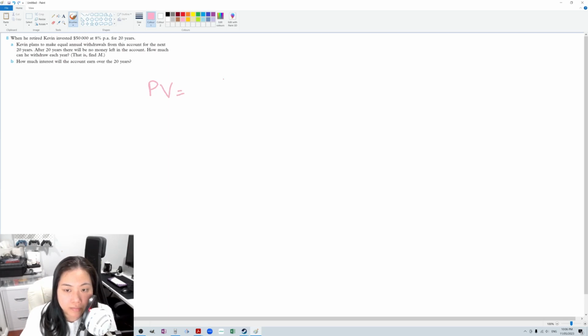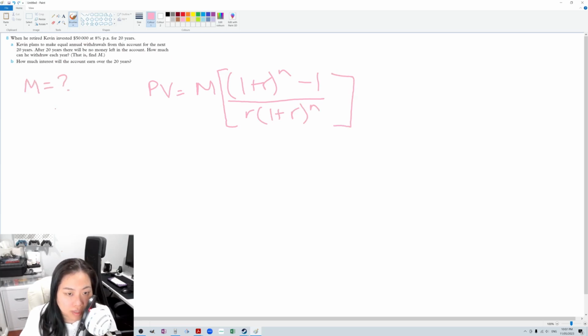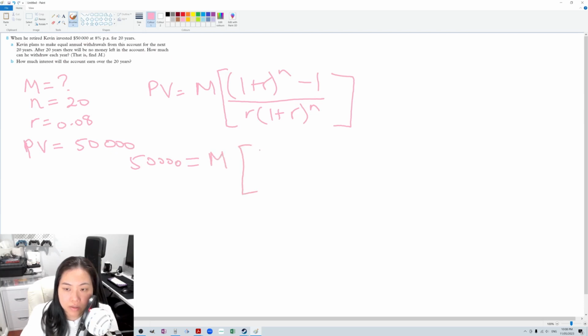Remember our formula. We want to find out what our annual withdrawal is. The number of times that the interest applies will be 20. I believe it's annually. It doesn't say otherwise, so I'm going to assume it's annually. Our interest rate is 0.08, and our present value is 50,000. M is what we're trying to find. 1 plus R would be 1.08 to the power of 20, minus 1, over 0.08. We'll just find out what 1.08 to the power of 20 is first.